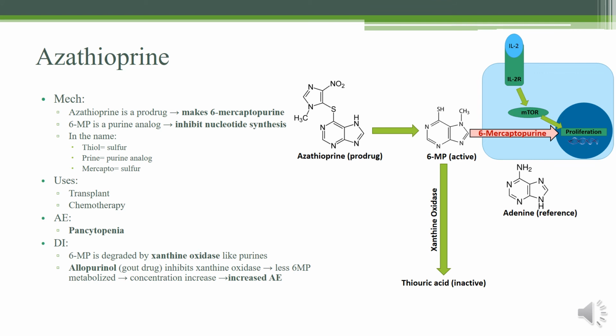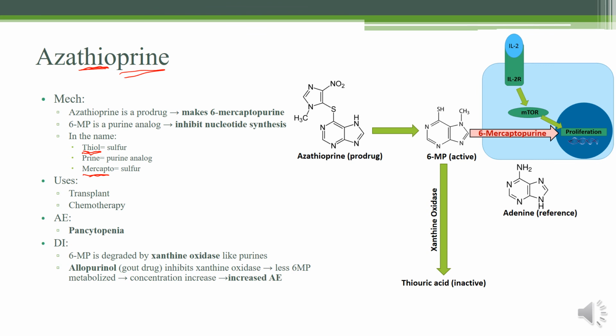Now let's talk about azathioprine. Azathioprine, I want you to think of thio. Thio is Latin for sulfur, and prine is just purine. So you want to think of a sulfur purine drug. Another way that they could write it is, instead of using thio, they can use mercapto, which also means just sulfur. So if you ever see azathioprine or 6-mercaptopurine, these are pretty much the same effect.